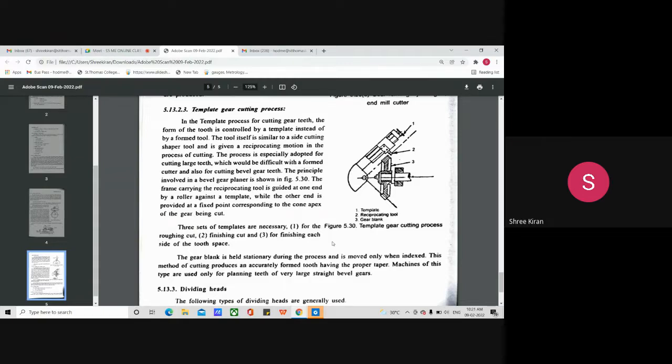Machines of this type are used only for planing the teeth of very large straight bevel gears. In the case of the gear blank, it is held stationary, and during this process it is moved only when indexed, as per the requirement. For holding it stationary, we have to give an external pressure. So this cutting process can accurately form a tooth having proper taper, proper angles can be measured, and we can change the teeth number and dimensions, everything.